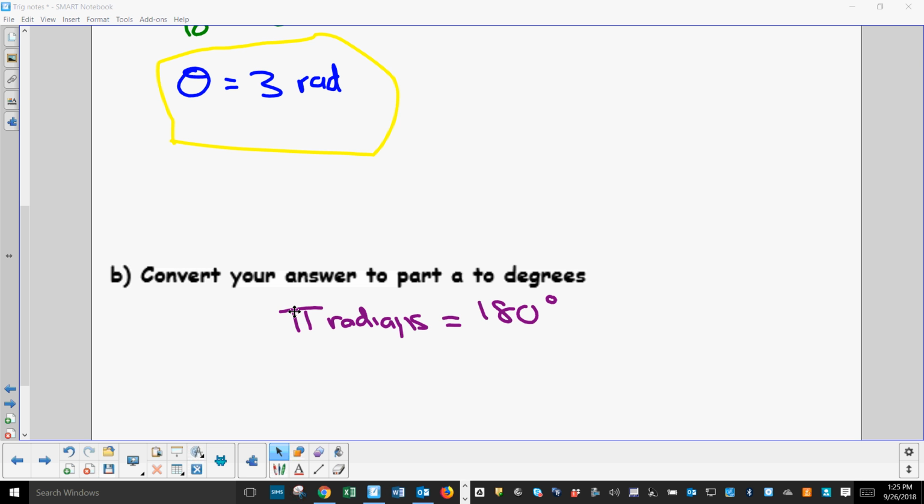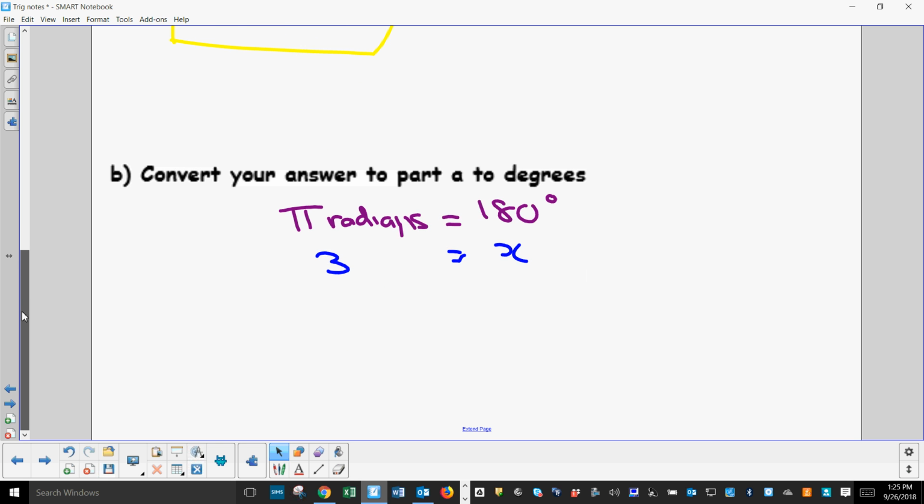We've got to convert 3 radians into degrees. So I would write here 3 equals x degrees. Remember, we can set these ratios up as a fraction. So pi radians equals 180 degrees, and 3 radians, which was our previous answer, equals x degrees.